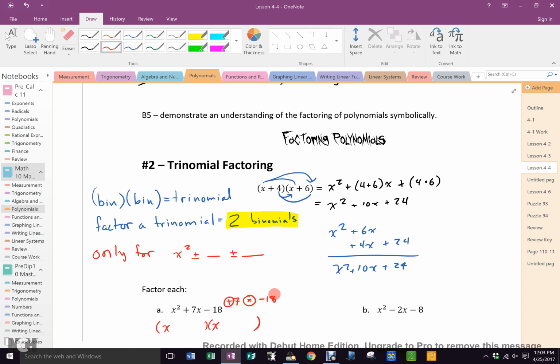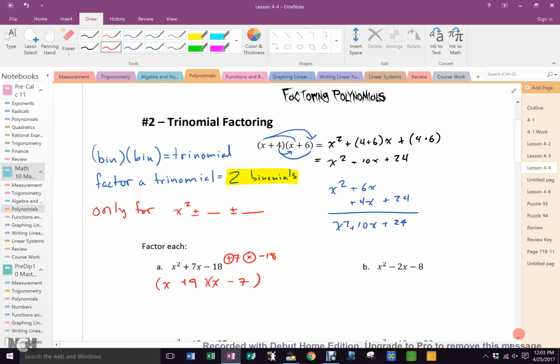What are the factors of negative 18? 9 and 2, right? 1 and 18 will not get me to 7 in any way, will it? 9 and 2 can get me to 7, though. How? Positive 9 minus 2, correct? Does everybody understand that? I have two blanks, and I know that positive 9 and minus 2 will make 7, yes? So what do I put in the blanks? Positive 9 and minus 2.